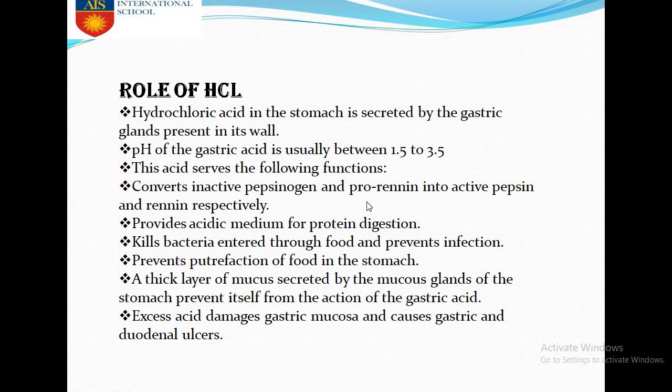Pepsin helps in digestion of protein. So it provides an acidic medium for protein digestion, and it kills bacteria entering through food and prevents infection. It prevents putrefaction. Putrefaction means decomposition of the proteins of food in the stomach. A thick layer of mucus secreted by the mucus gland protects the stomach itself from the action of the gastric gland. If there is an excess, acid damages the gastric mucosa and creates gastric and duodenal ulcers. If there is an excessive secretion of HCl, then it creates ulcers.